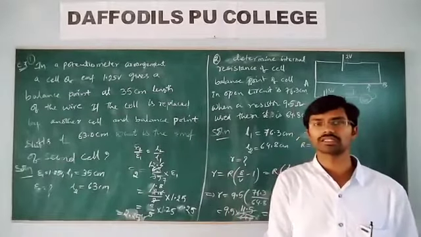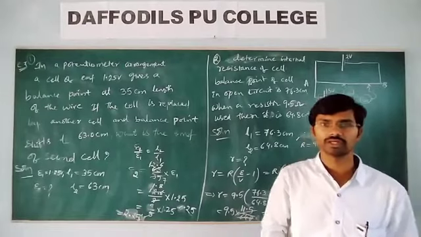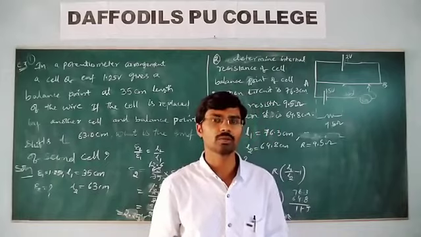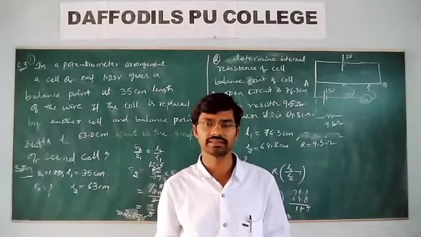So this is the potentiometer, and we have seen the Wheatstone bridge network. In the next class we will discuss some problems based on current density. Thank you.